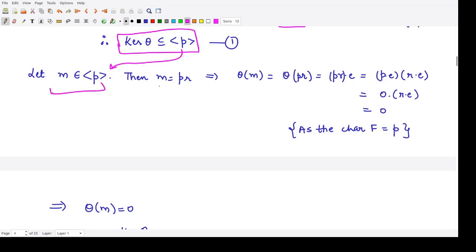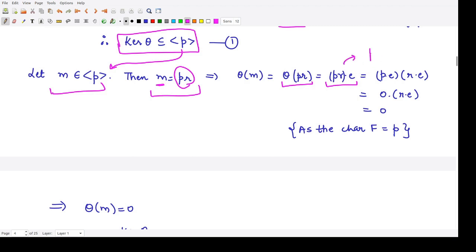So we can write this M to be some multiple of P, so P multiplied by R, where R is some integer, right? So we can apply theta on both sides. So we have theta of M, that is equal to theta of PR, and by definition of theta, PR would be equal to PR into E.